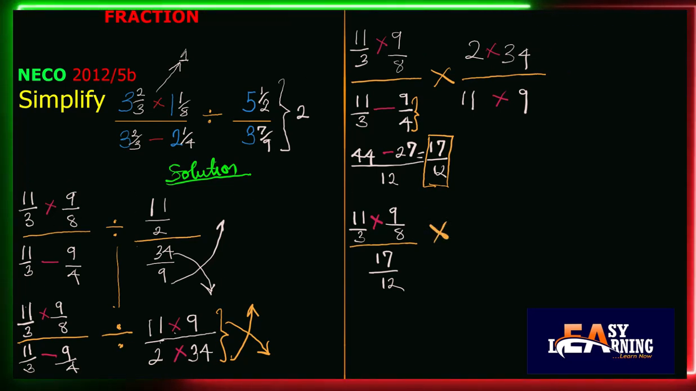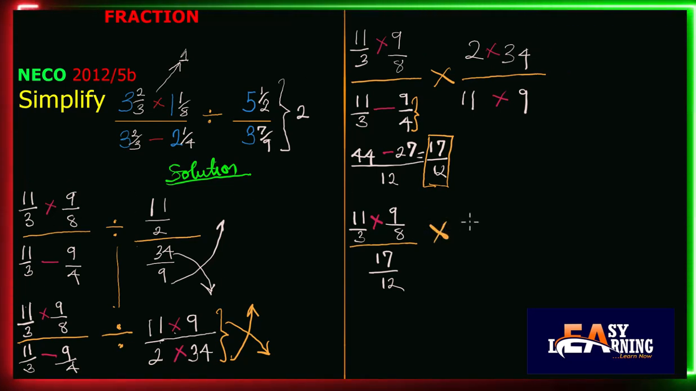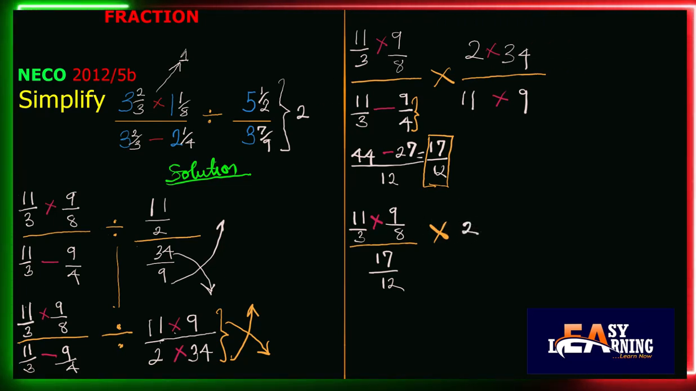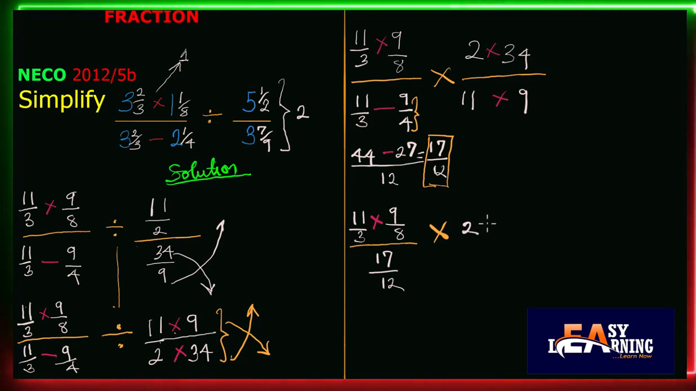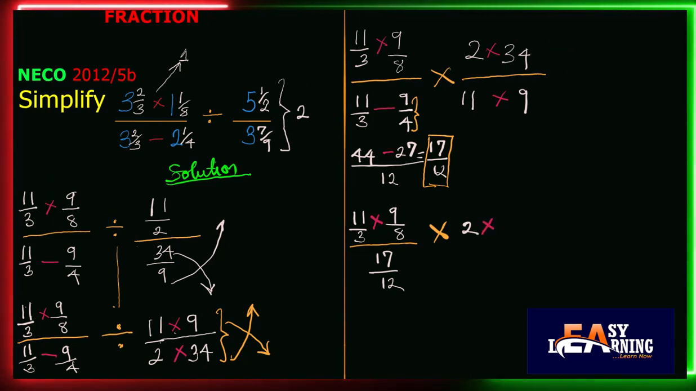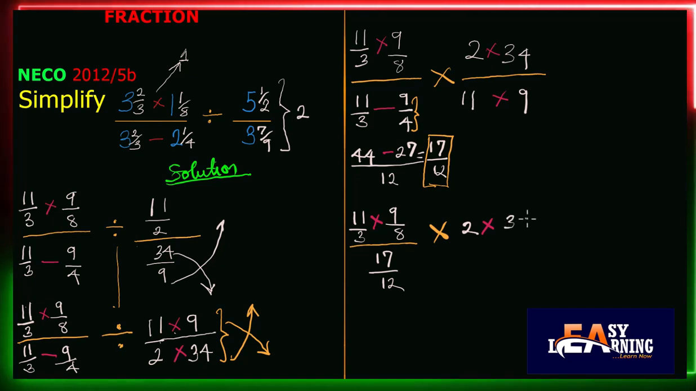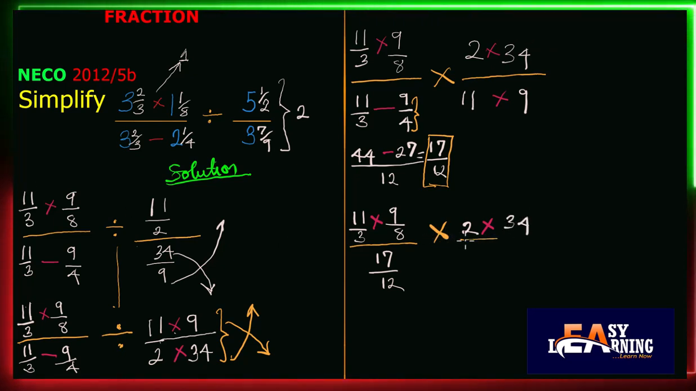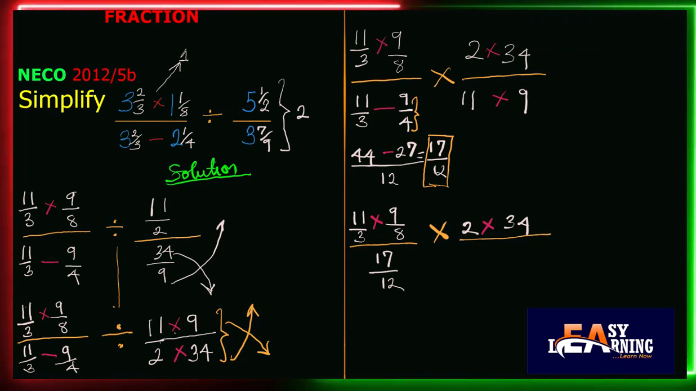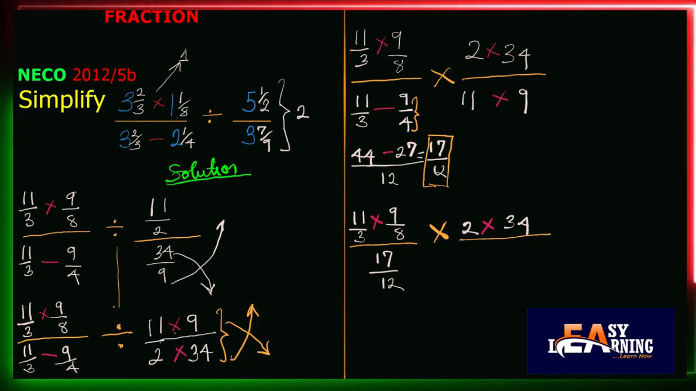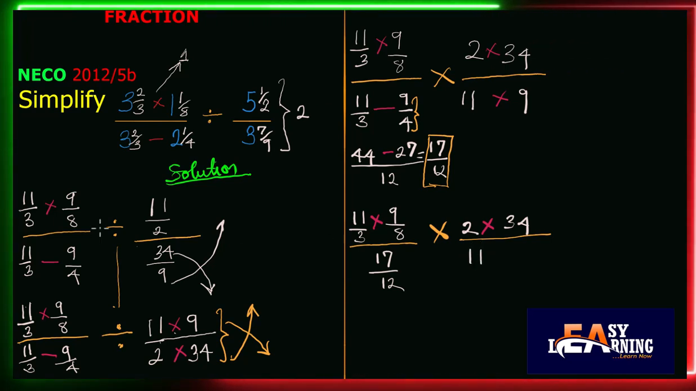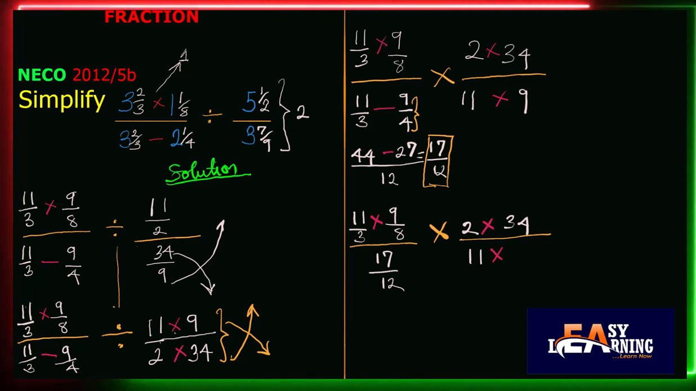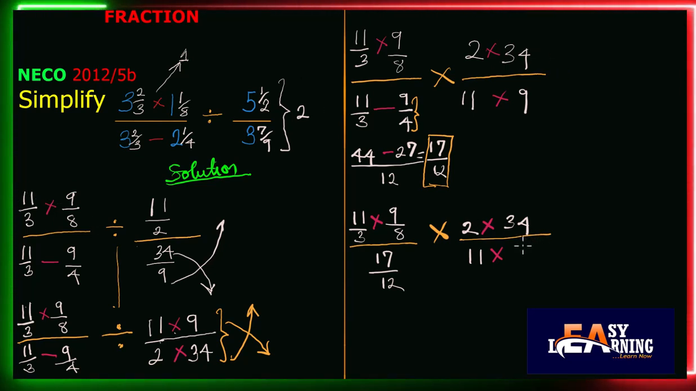The left hand side, and the left hand side is 2 times 34 times 34, everything there, over 11. All right, 11 times 9. Yes, 11 times 9.